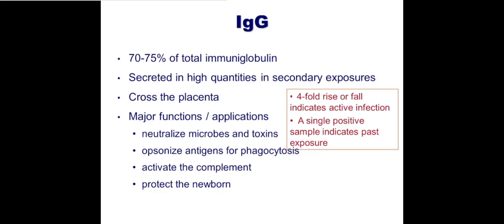So first is IgG. IgG makes up 70 to 75% of total immunoglobulin and is secreted in high quantities in secondary exposure. And this IgG crosses the placenta.